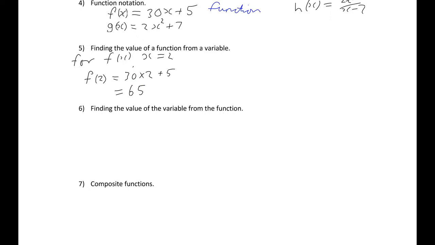Okay? I can do that with g of x, so I might write g of 3, and that would equal 2 times 3 squared plus 7, which would be 2 times 9 plus 7, 18 plus 7, 25. Okay, see, yet again, I've just plugged in my number. Okay, that's how you deal with those questions.